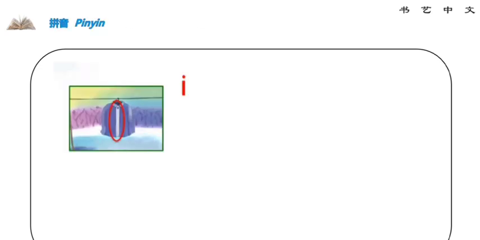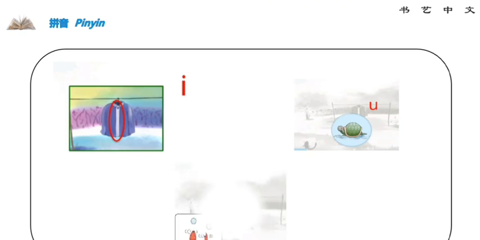First, look at picture 1. Read after me. E. Next one. Read after me. U. Next one. Yu. So we can see from the 3 different pictures that we can learn 3 different finals, right?